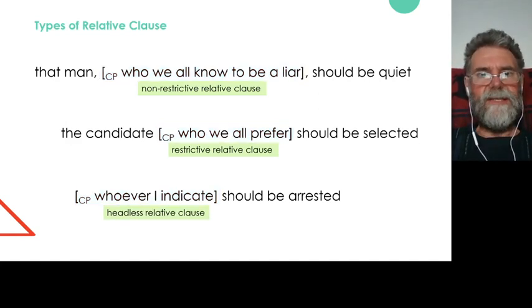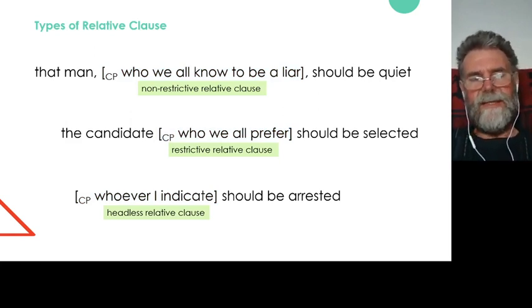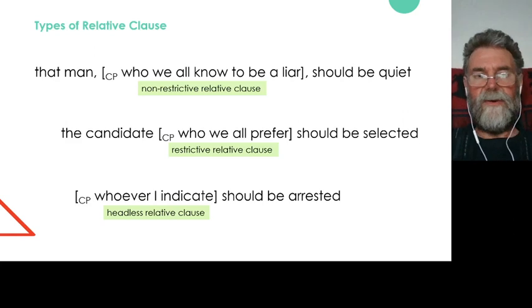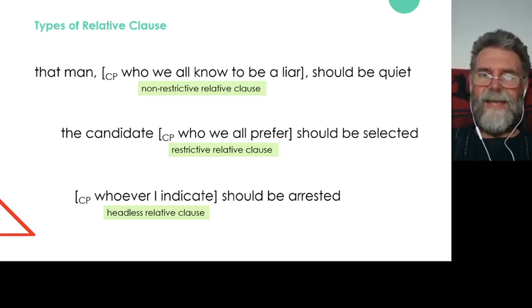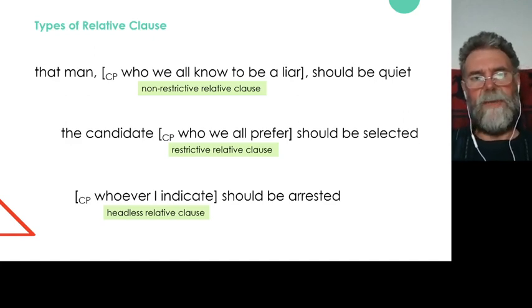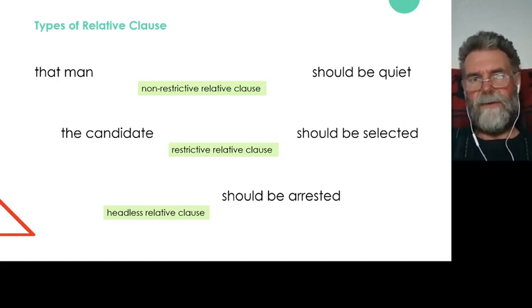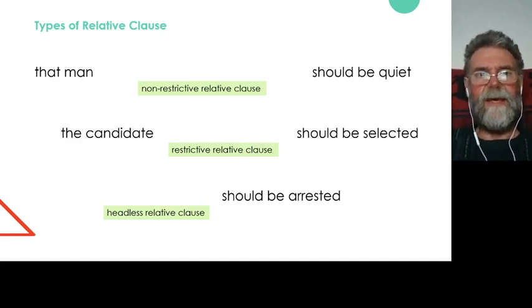Another difference can be seen in terms of what is omissible. This is partly to do with the function of the relative clauses in terms of the meanings that they provide. As we've seen, the non-restrictive relative clause adds extra information, and as such that is perfectly omissible, so you can miss that out without causing any difference really in the meaning of the sentence. So, that man should be quiet.